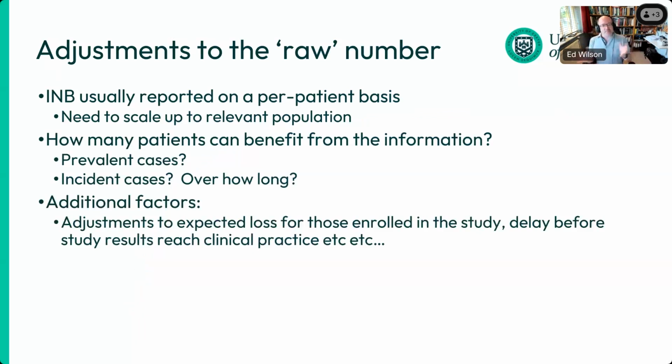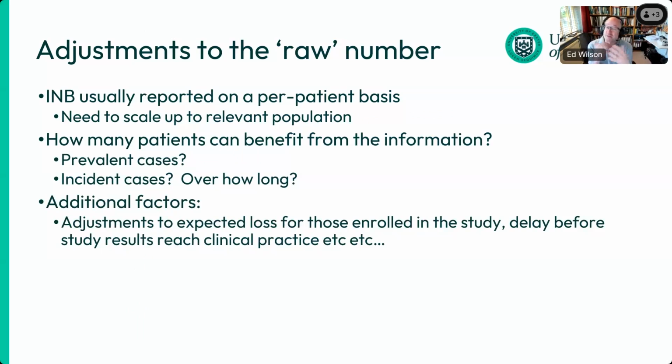So that's the broad concept. There's a few adjustments to the raw number, and I've realised I've taken way longer than I thought. So I'm going to perhaps skip over a few little things later on, but I think I'll focus on the examples because they're more aptly applied. But there's a few adjustments that you need to make to your raw number.